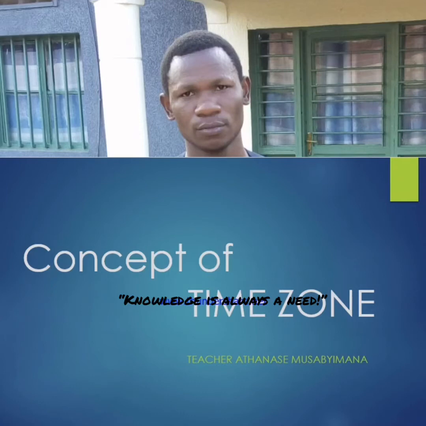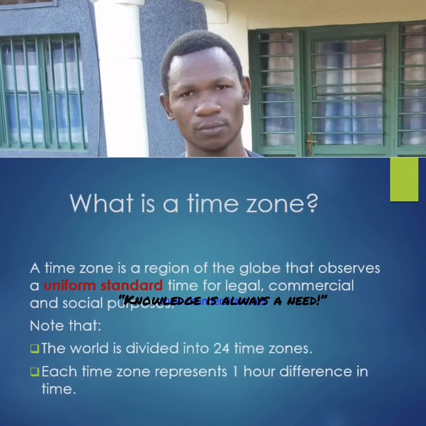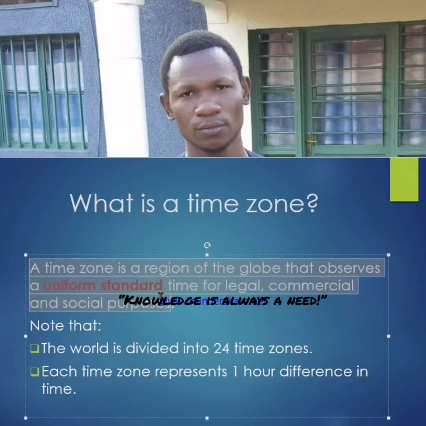So, what is a time zone? A time zone is a region of the globe that observes a uniform standard time for legal, commercial, and social purposes. I think you see what is here.